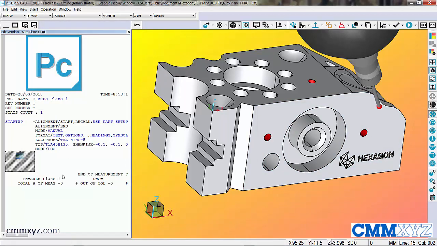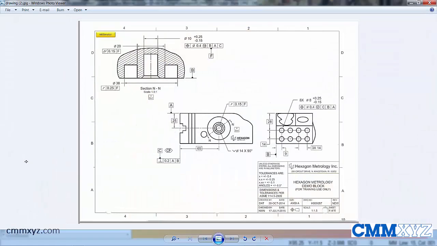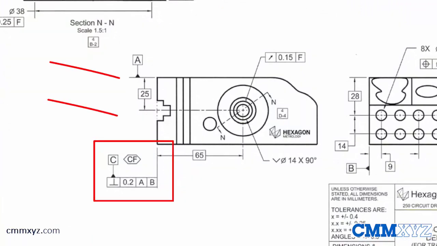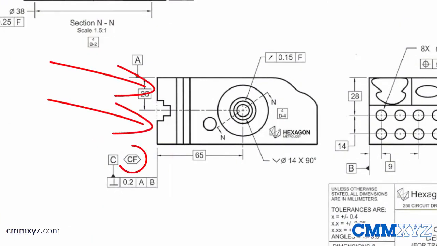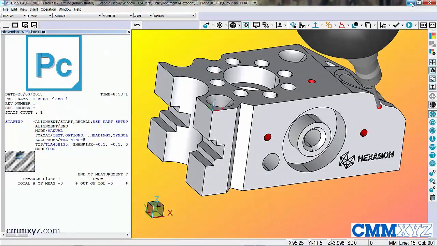It's actually using a new feature in 2018 R1 called quick set control. So I'll show you how it works. Let's say we had a drawing like this here, where you can see our datum C plane is a continuous feature, has that CF designation, which means on our part, all four of those surfaces are considered as one continuous feature. So I want to probe it as such.